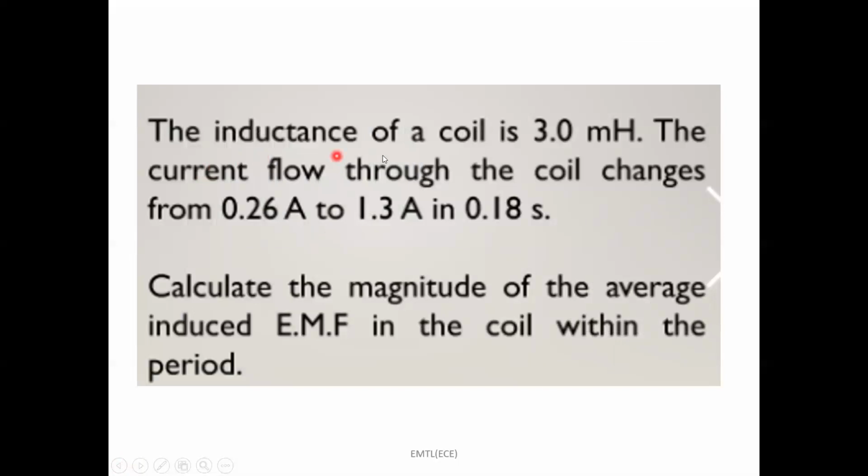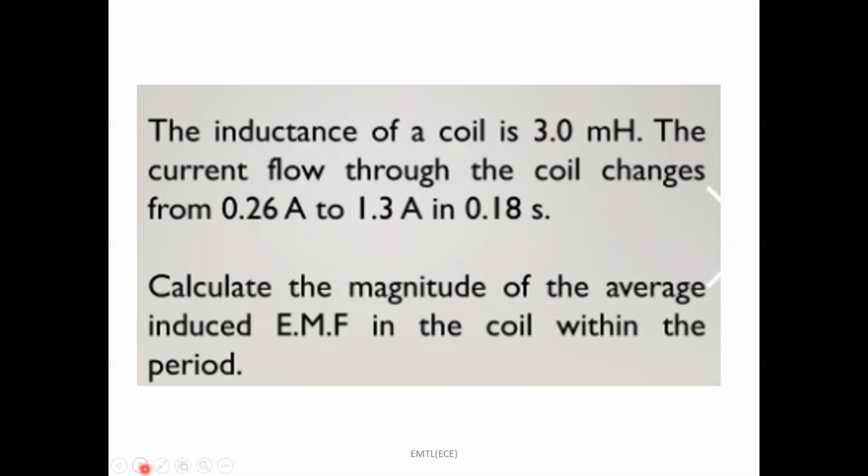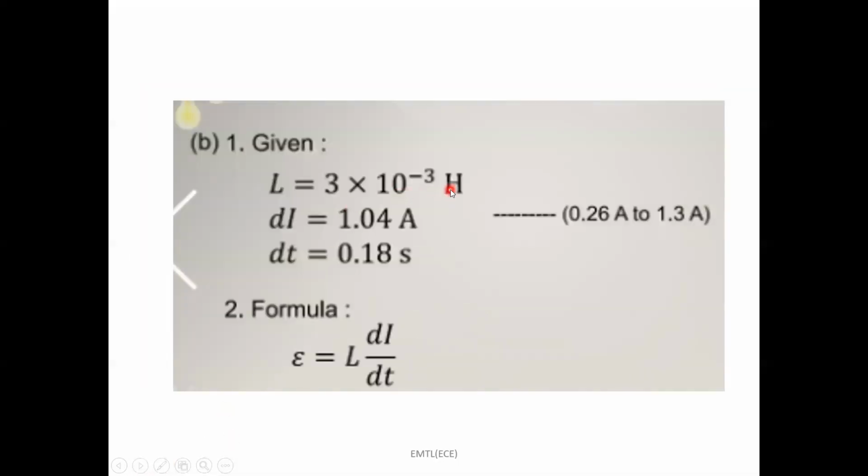The inductance of a coil is 3.0 millihenry. The current flowing through the coil changes from 0.26 ampere to 1.3 ampere in 0.18 seconds. Calculate the magnitude of the average induced EMF in the coil within the period. First of all, what are the given values? Inductance, self-inductance is 3 millihenry, so it is converted into 3 into 10 power minus 3 Henry.